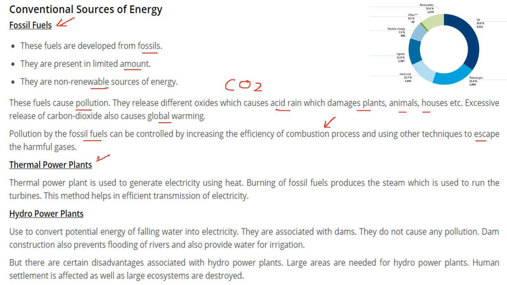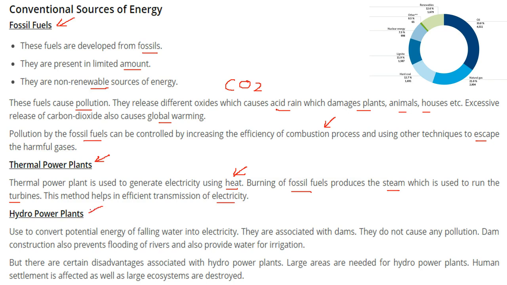Thermal power plants. These thermal power plants are used to generate electricity using heat. Here also, the burning of fossil fuels is done. This produces steam, and this steam in turn is used to turn the turbines, and then turbines will create the electricity. So this method helps in efficient transmission of electricity.